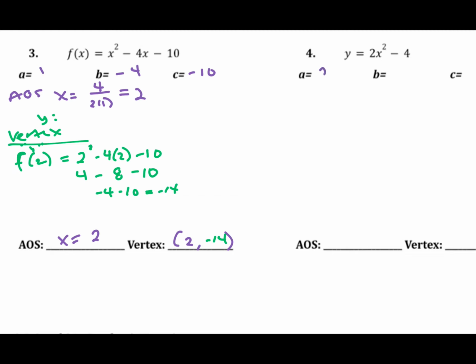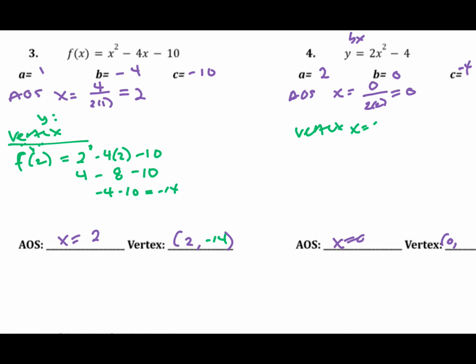Hopefully you paused the video. A is 2, B is 0, and C is negative 4. So we know that B is 0 because there is no bx term. That's why we know that b is equal to 0. So x equals the opposite of 0 is still 0 over 2 times 2. Our axis of symmetry is the line x equals 0. That is also the x value of our vertex.